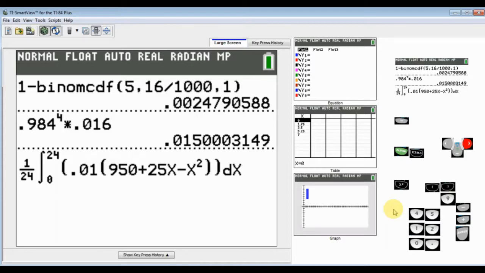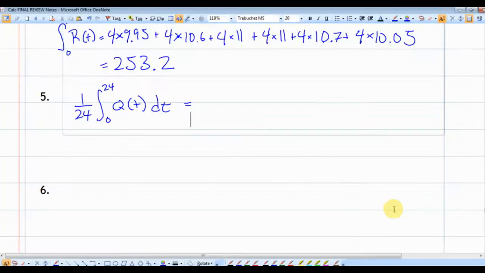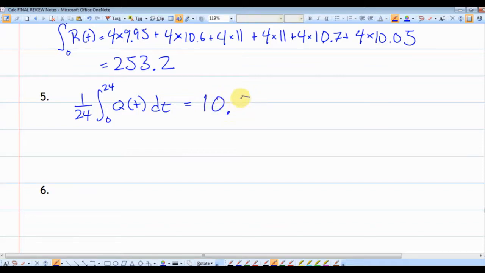Good. All right. That should just give me the answer right off. It's 10.58. The average amount of water used is 20. The average water rate is 10.58. We don't have any units, so 10.58 will have to suffice.